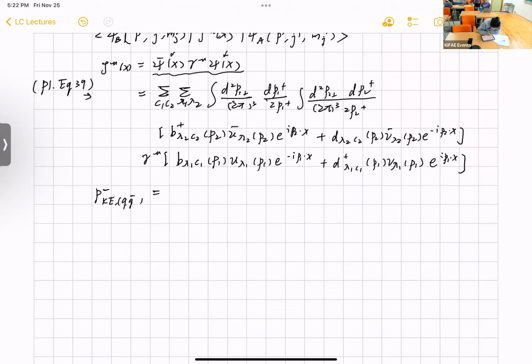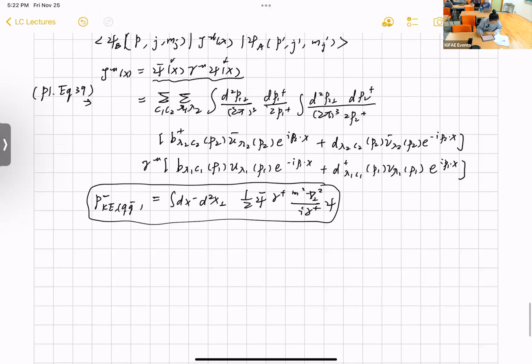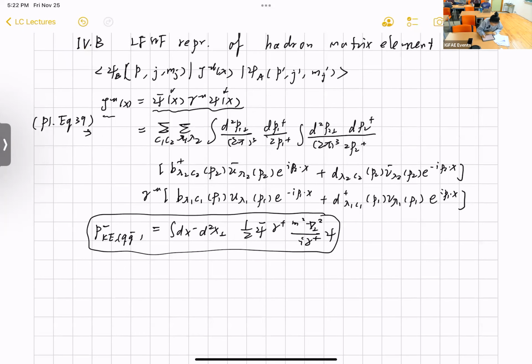So, what is the P minus kinetic energy term? Of course there's an integral over the space part, and then you have this, right? And you see this is very similar to what we are doing now. If you want to evaluate this P minus, you just expand the mode expansion for the psi and the psi bar. Okay, so this is the operator, and now we put the operator into this hadron matrix element.